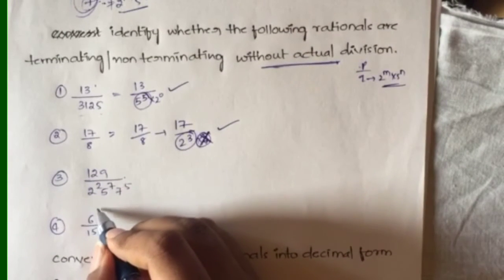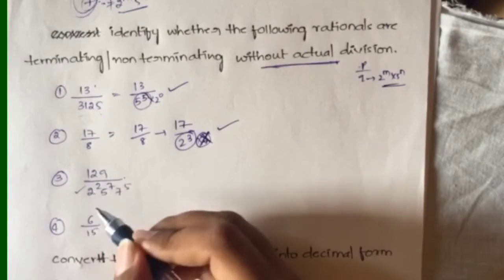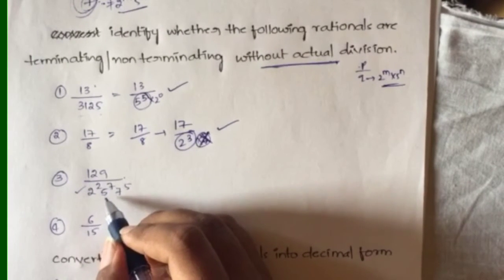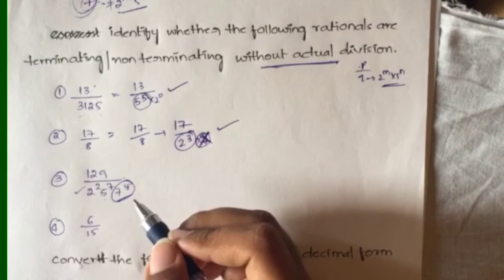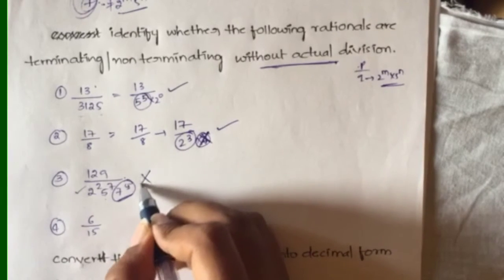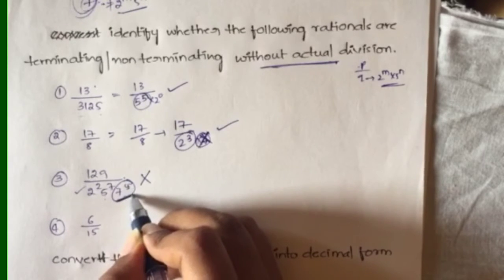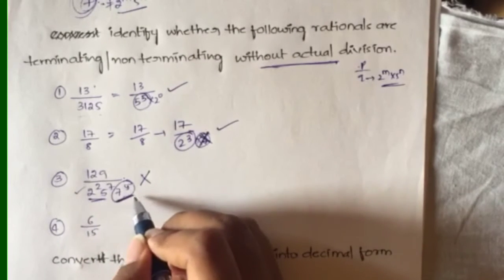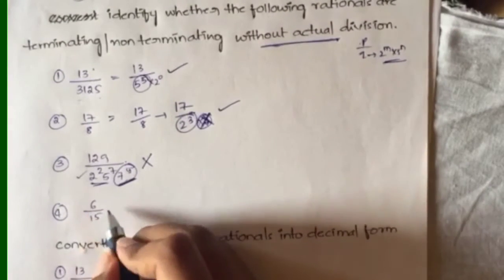129 by 2 power 2 into 5 power 7 into 7 power 5. Here you are having 2 power 2, that's okay. 2 power m is satisfied. 5 power 7, 5 power n is also satisfied. But here you are having another number, 7 power 5, in the denominator. So that is the reason why you cannot tell that it is a terminating decimal. It is obviously a non-terminating decimal because you are having 7 power something. You should have only 2 power something or 5 power something, or you can have both of them, but 7 power 5 is there, so it is not a terminating decimal. Clear?